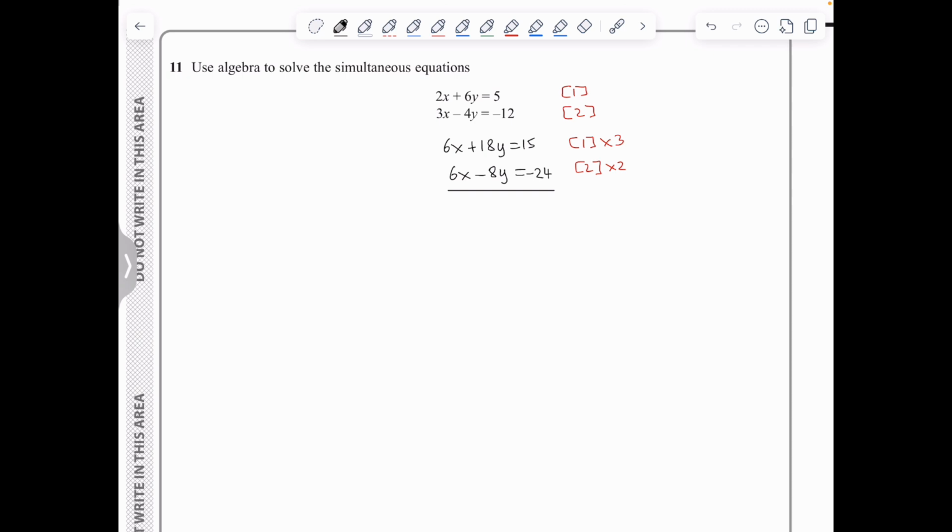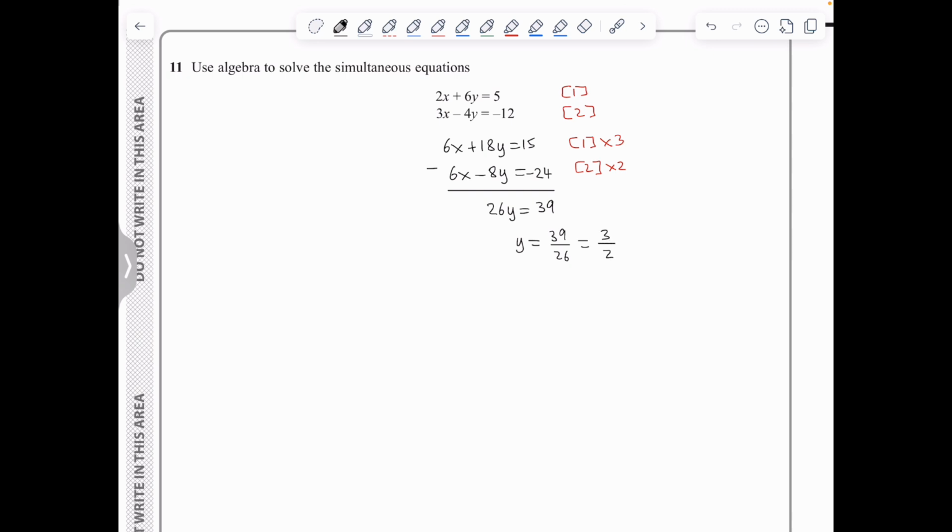So I've got the same number of x's here, so I will deduct one from the other to eliminate the x terms. Now 18y minus the negative 8y is 26y, and 15 minus the negative 24 is 39. This means that y is 39 over 26, which simplifies to 3 over 2.